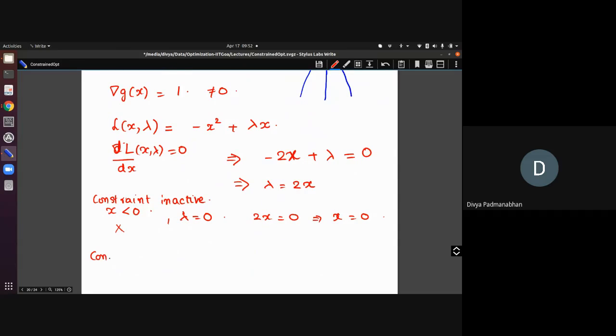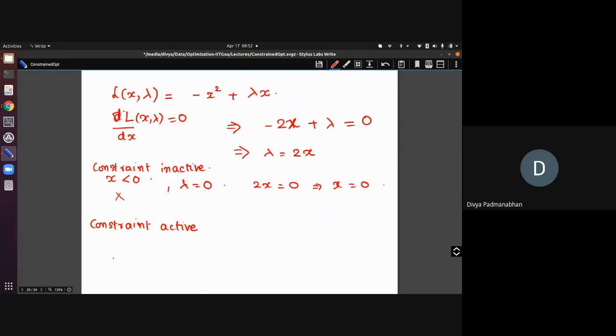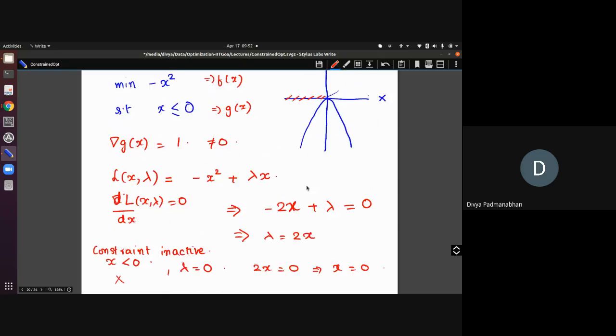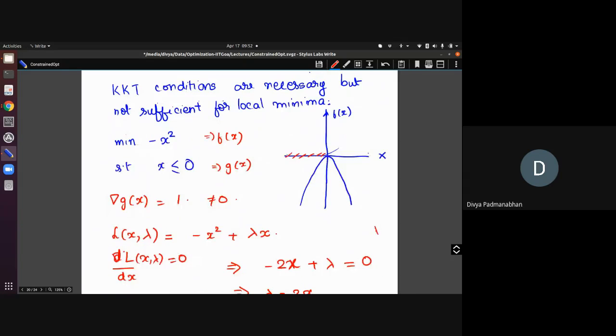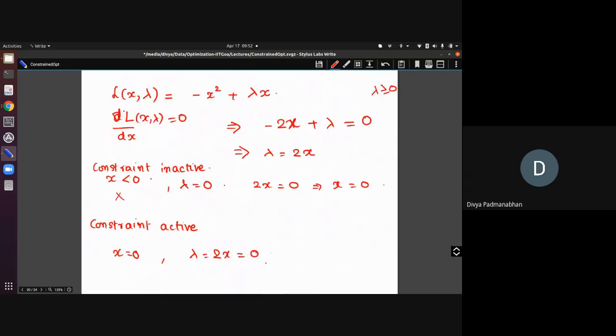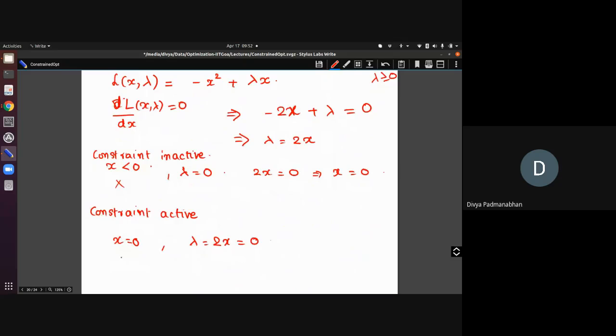Now let's take the case where the constraint is active. So that means x is equal to 0, which we know now is the optimum. But anyway, x is 0, so lambda is equal to 2x, and that is 0. So it satisfies that you also want lambda to be greater than or equal to 0. So this is a KKT point.